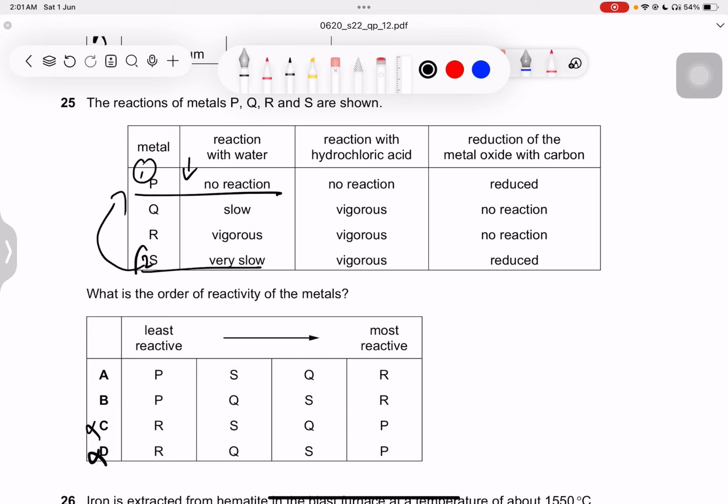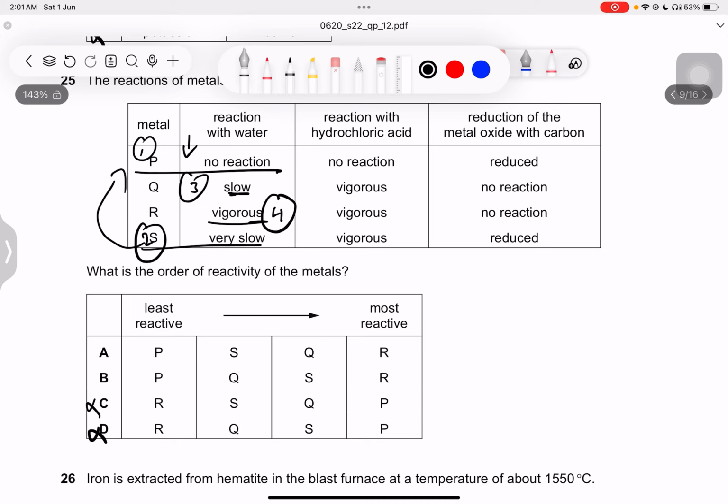In order of the least reactivity, ascending order, 1, 2. So, very slow should be the second, and Q should be third because it is slow. From this single column you can decide the answer. And R is vigorous, so it should come as the most reactive. So, PSQR.